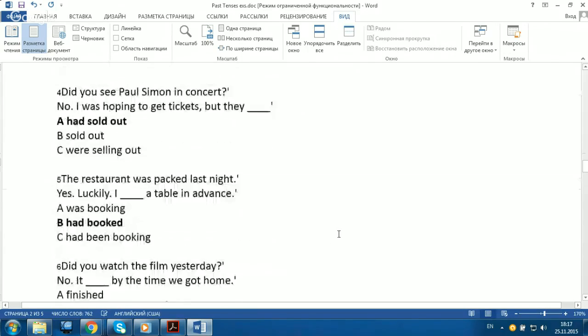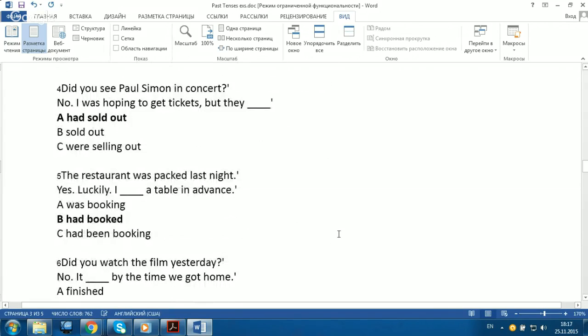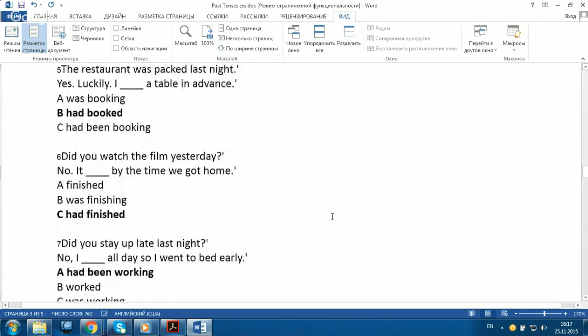The next one. Did you see Paul Simon in concert? No, I was hoping to get tickets, but they had sold out. They had sold out all the tickets before he was hoping to see him, so he didn't see him. Again, the word before. The restaurant was packed last night. Yes, luckily I had booked a table in advance. The word again before, because he had booked it in advance, and that's why they had the possibility to visit the restaurant that they wanted.